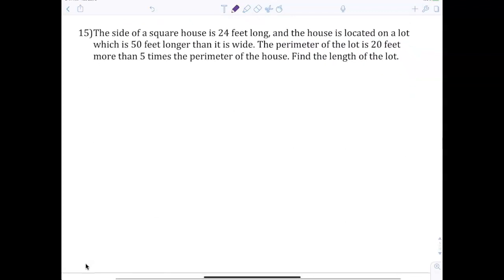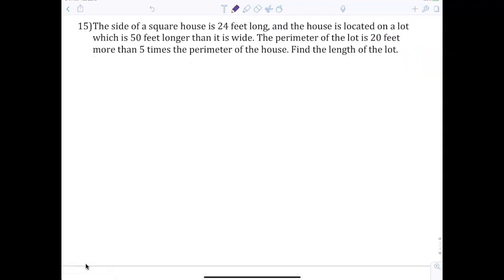Now, number 15. All right, I want to say something now. Sometimes we can make the problem actually harder. Do all of them have to have two variables? No, they don't. They can, but they don't have to. So here, what we're going to talk about right now, very important.